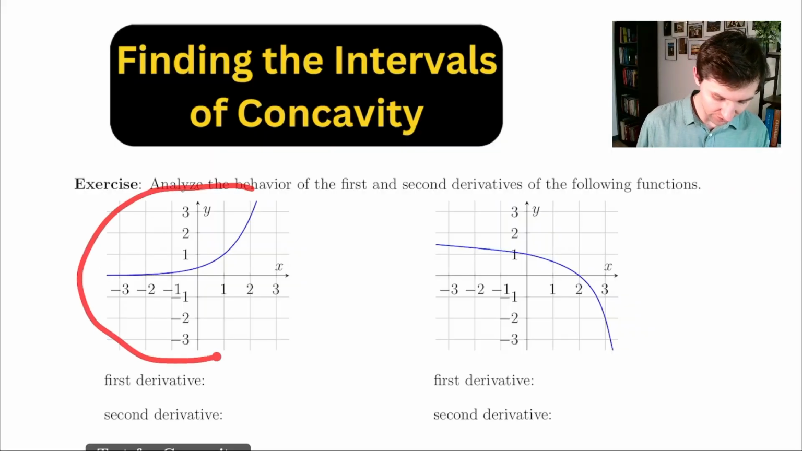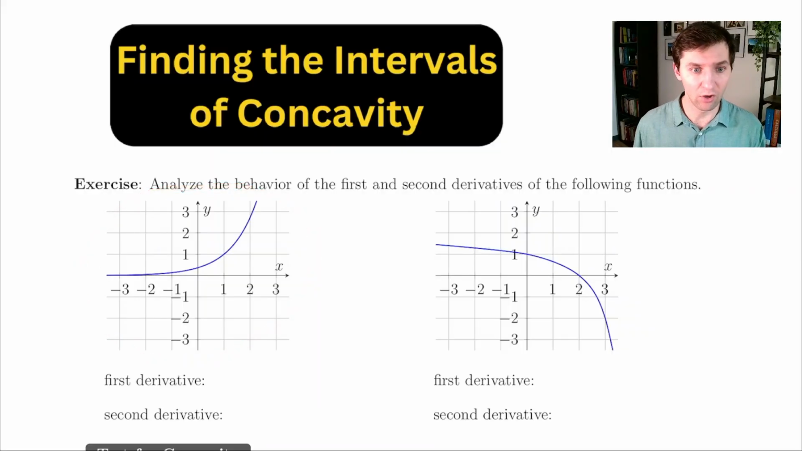The first function, the first graph, is concave up. Note that no matter where you draw a tangent line, the function will be curving up away from the tangent line. The first function is increasing. No matter where you draw a tangent line, that tangent line will have a positive slope, which means that the first derivative is always positive.